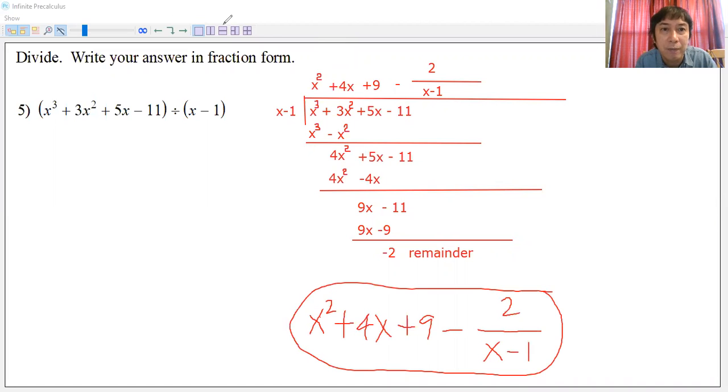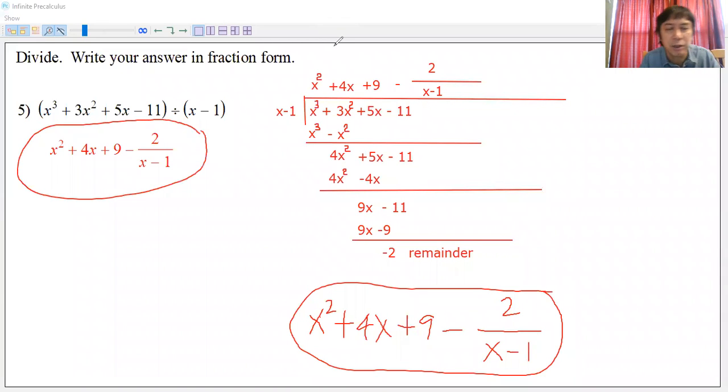And we can verify that. You can see it over here. That's the correct answer: x squared plus 4x plus 9 minus the remainder 2 over the divisor x minus 1. This is how to write the quotient.